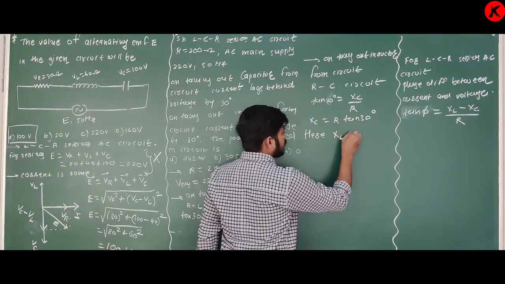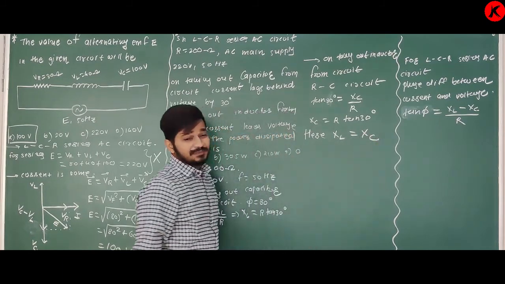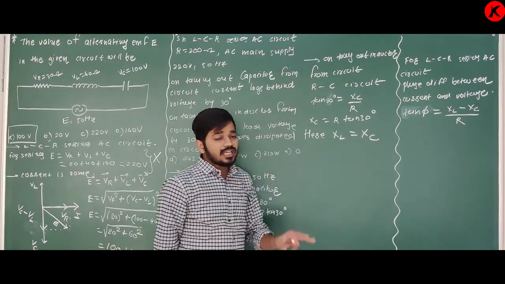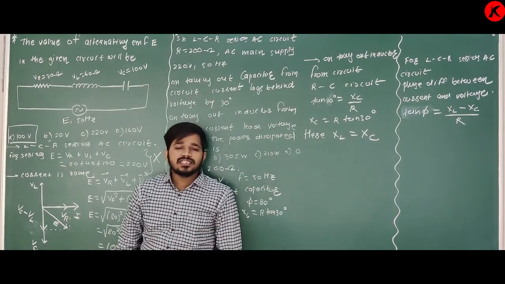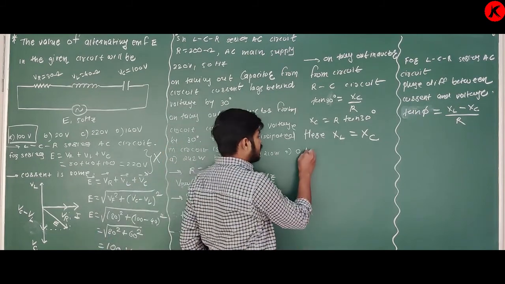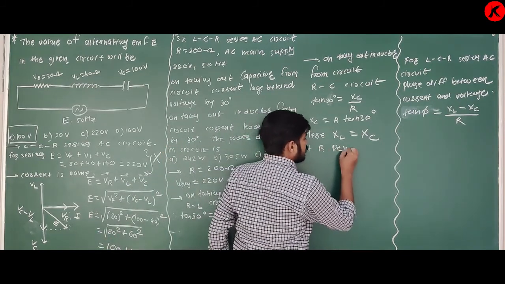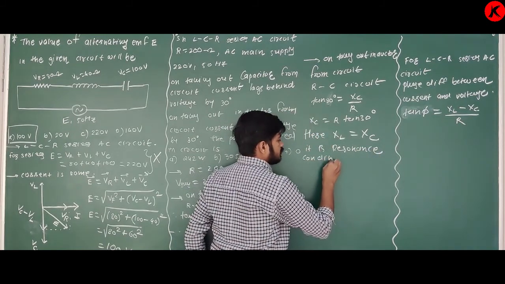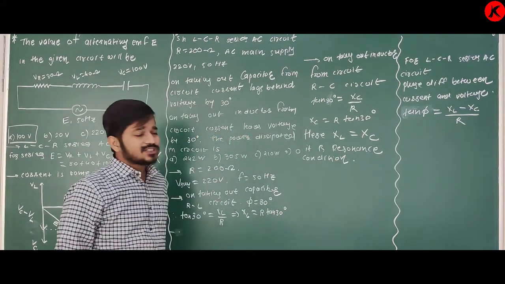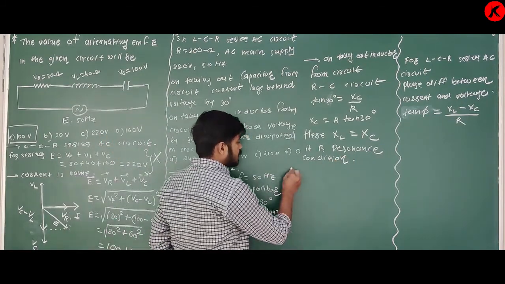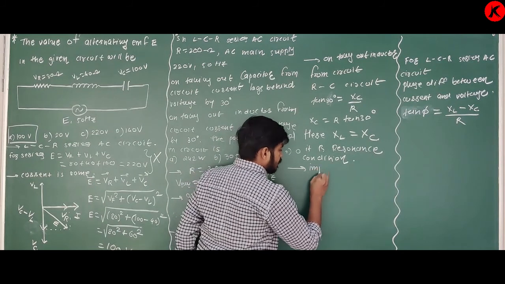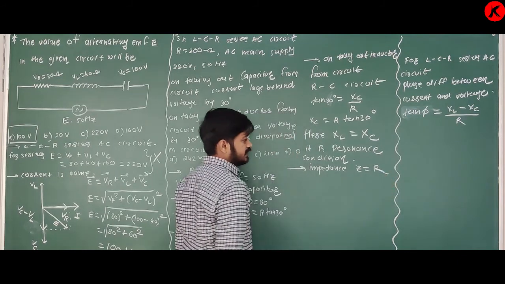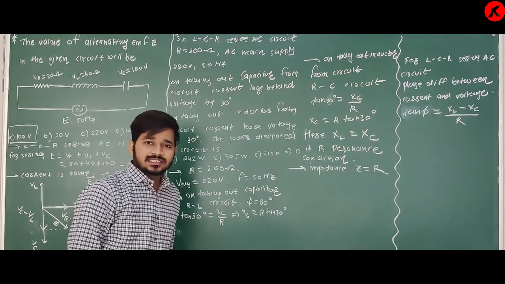So here XL is equal to XC. Remember, whenever you are given XL equal to XC, it is a case of resonance. It is the resonance condition. And in the resonance condition, impedance Z is equal to R.